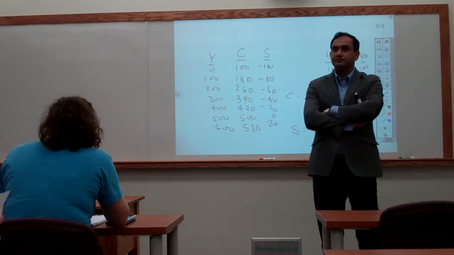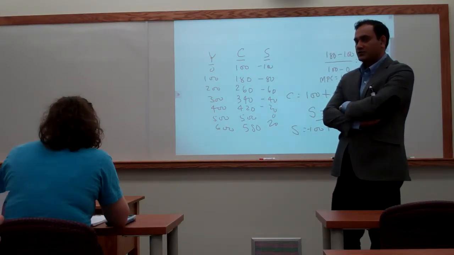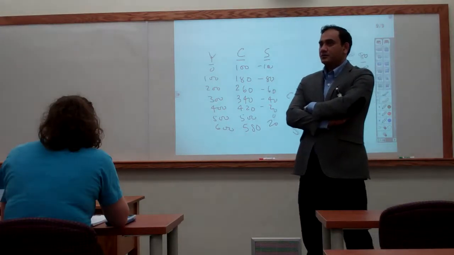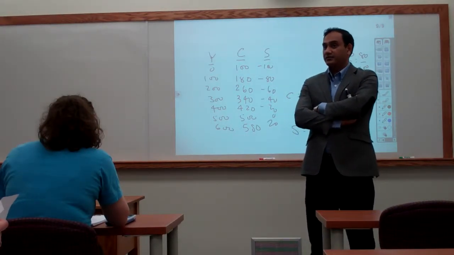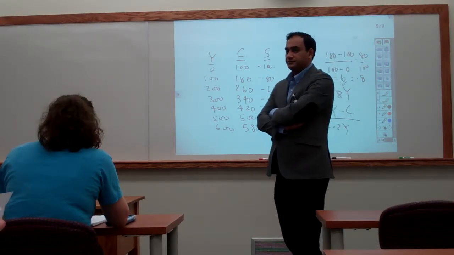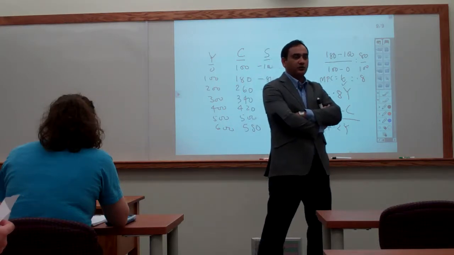Would the lines be parallel for the savings and consumption function? They wouldn't. The slopes are different. So they should not be parallel, yes. One would be steeper.